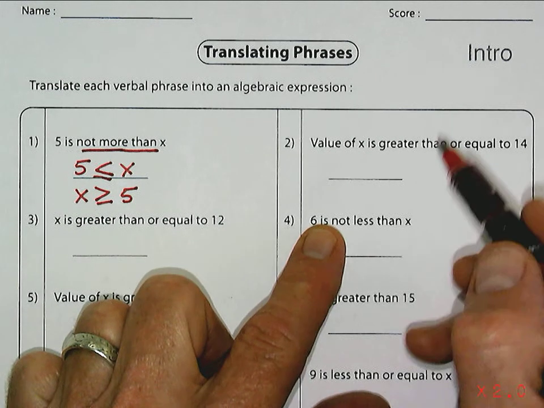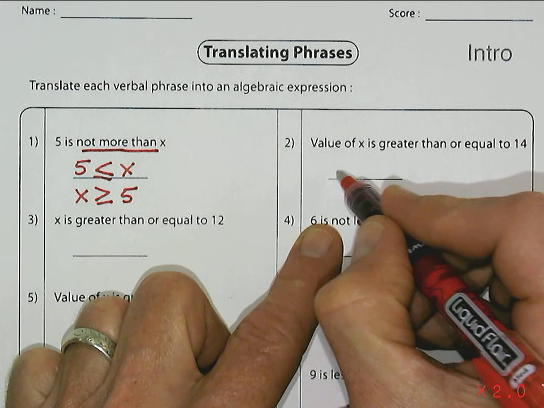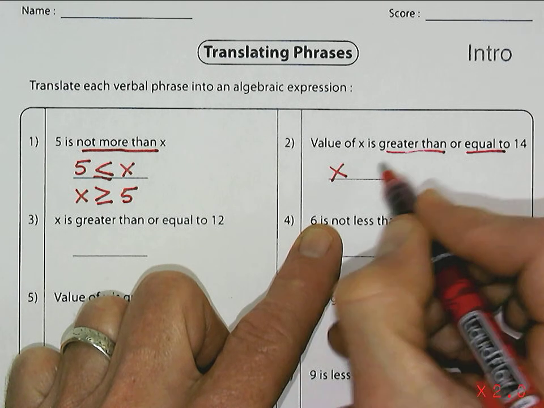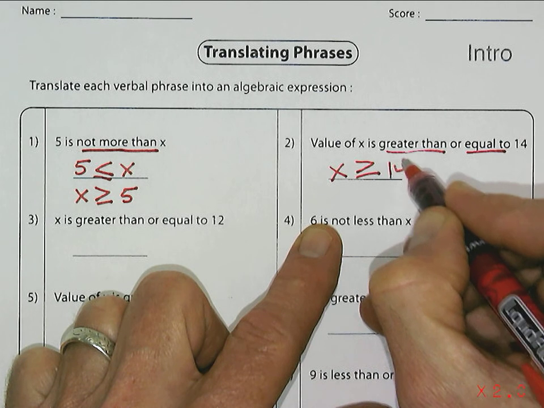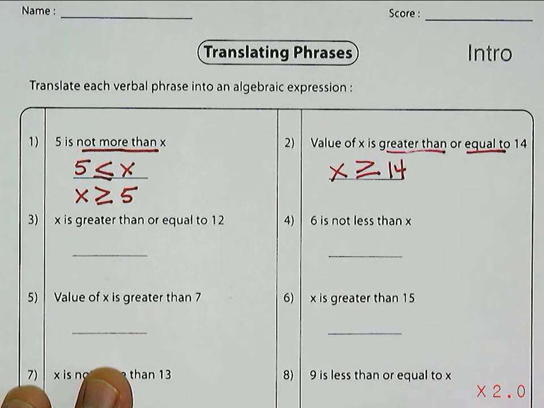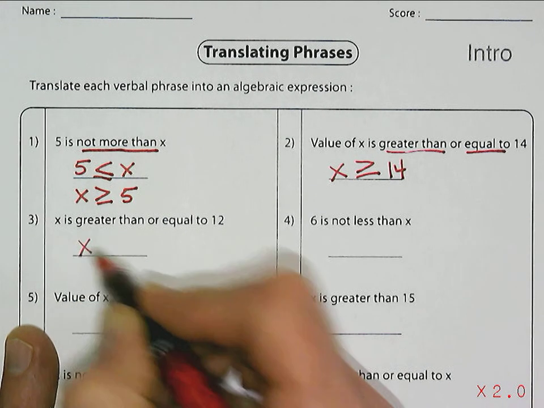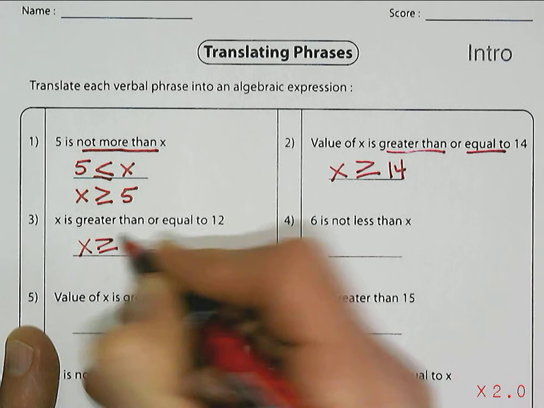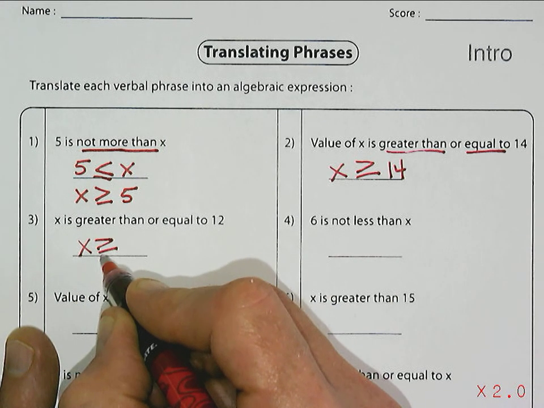You have to think about the phrase. Sometimes they're pretty straightforward. Like in this case, if I go left to right, x is greater than or equal to, so I have the combination of greater than or equal to, and then the 14. So I can just simply put that in as it's spoken left to right. Or in this case, x is greater than or equal to, so again I have the phrase that gives me the symbol greater than or equal to, so there's the greater than or equal to 12.